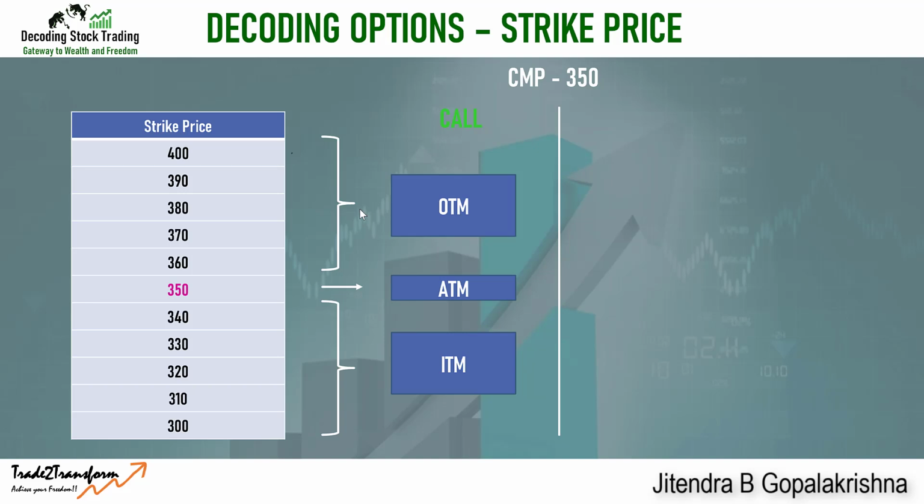Now, similarly, for a put, 350 again is called as the ATM, and all the prices from 350 and below are called as OTM. Why? Because a buyer of the put wants the price to go down. Now price is at 350. It has not gone down to 340, 330, 320. So it is still outside because he wants it to go down. That is why they are out of the money, and the prices from 360 and above, from where it has fallen down, they are in the money.